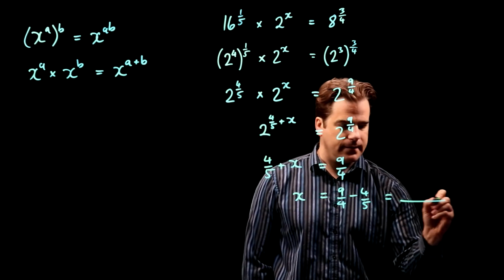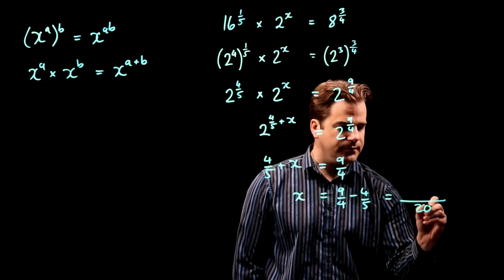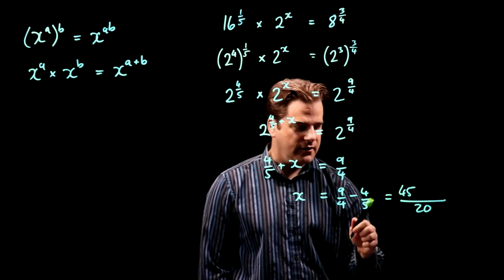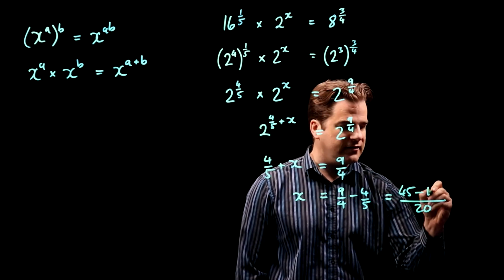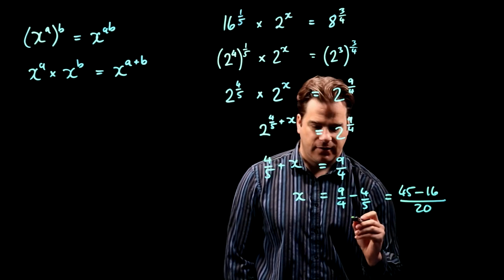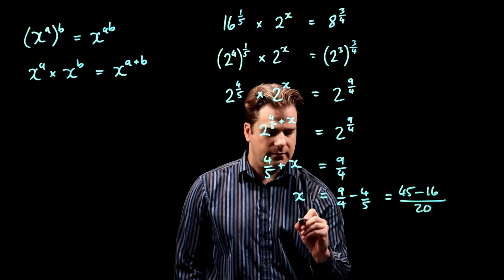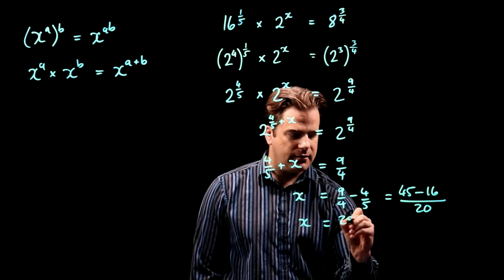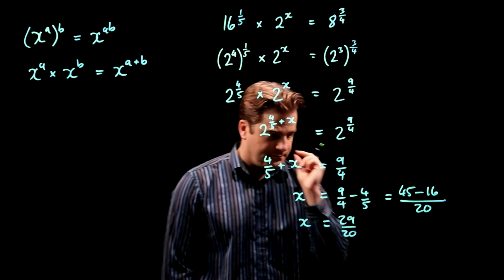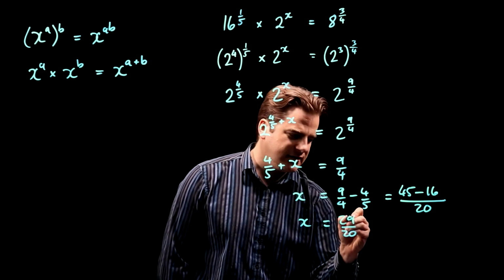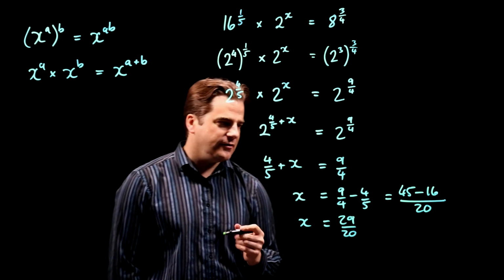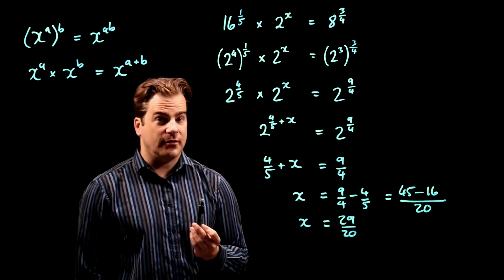So put that all over 20: 5 nines is 45, minus 4 fours is 16. So x becomes 29/20. Now the question says find the exact value of x. And technically you could leave it like that. That is the exact value of x.